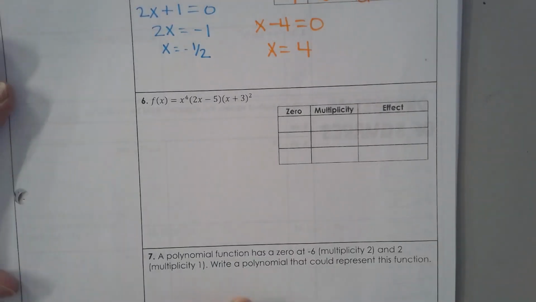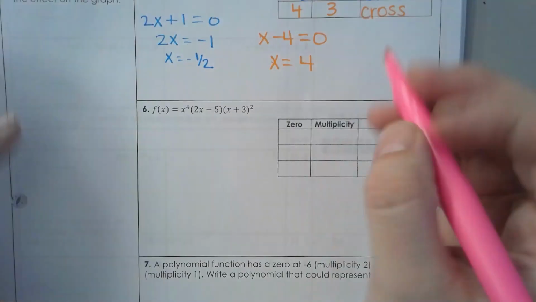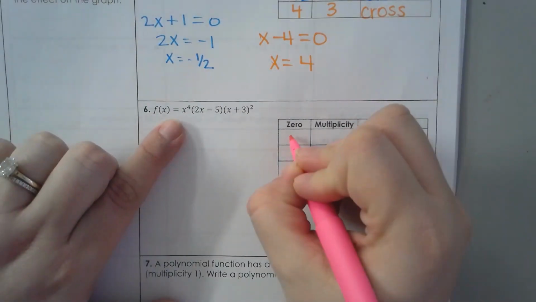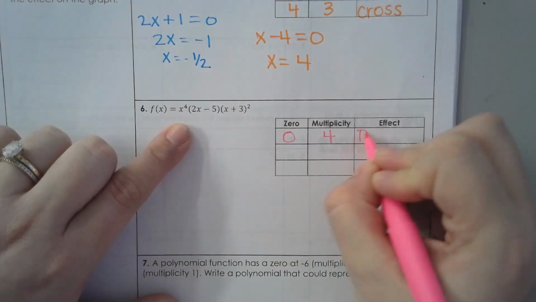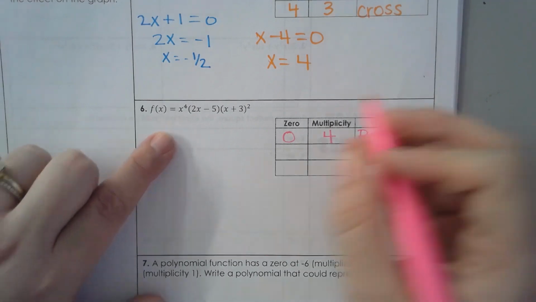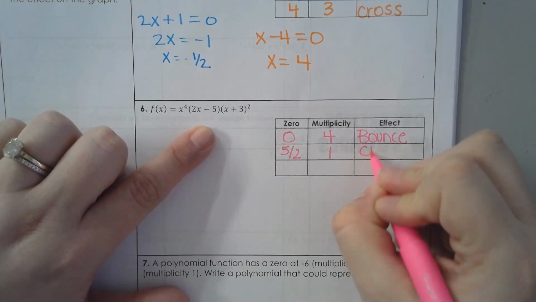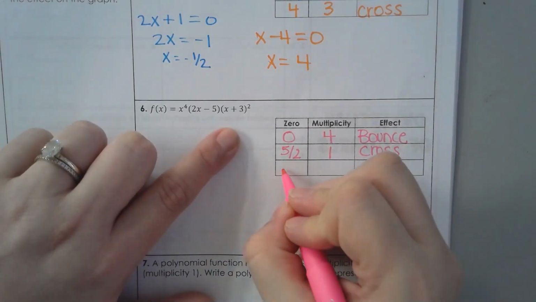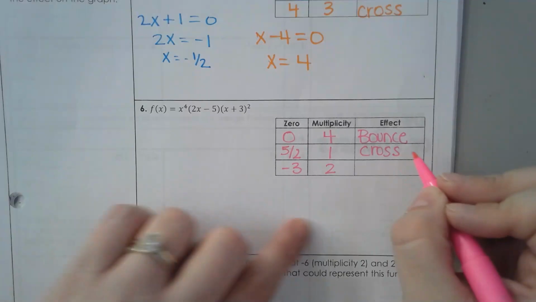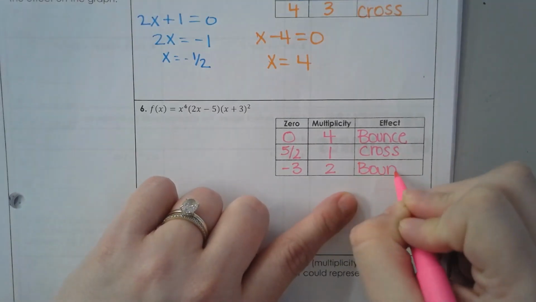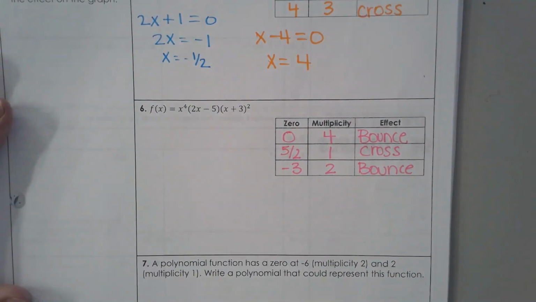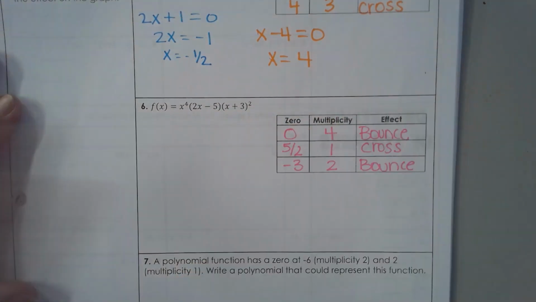Okay. So you should have an x-intercept at 0. With a multiplicity, and it's going to bounce there. 5 halves with a multiplicity of 1, so it's going to cross. And then -3 with a multiplicity of 2, so it's going to bounce. Are there any questions on that?